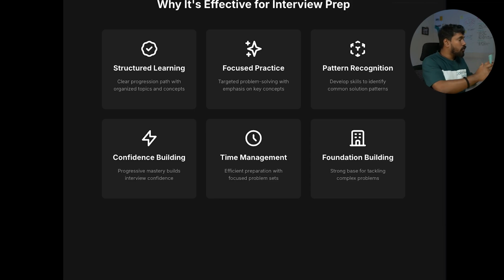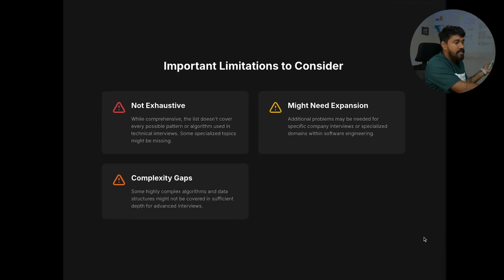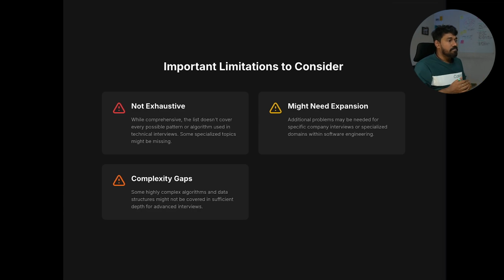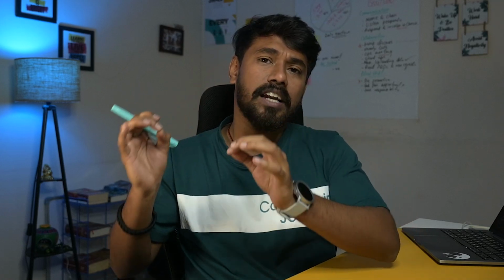Look, the Blind 75 is great, but it's also good to know what it doesn't cover. It's not perfect, right? It does not have everything. It does not have every single pattern or algorithm. Some specific things might be missing. It might need more. For some interviews or special areas, you might need to add more problems, and there's a complexity gap. Really tricky algorithms or data structures might not be in there. But don't let that worry you. The Blind 75 list is an awesome list to get started for your interview preparation and make your basics strong.